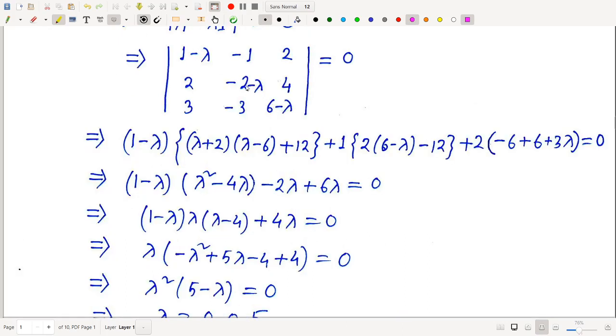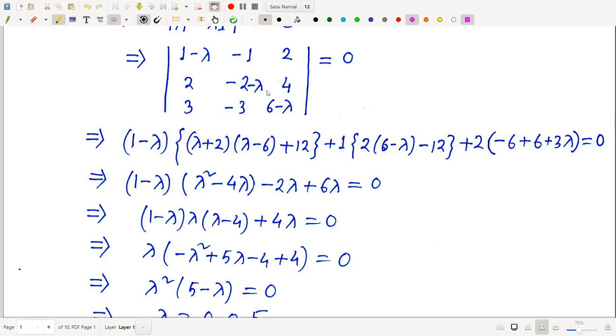What we have done? We have written minus; if we take it common, it will be lambda plus 2. If we take minus common here, it will be lambda minus 6. So lambda plus 2 into lambda minus 6, minus, minus 3 into 4, so plus 12. Then if we go towards the row, minus 1 is there, so plus 1 will be coming. Minus, minus 1, so plus 1 into 2 into 6 minus lambda minus 3 into 4.